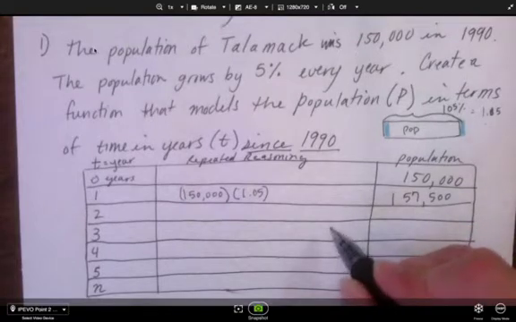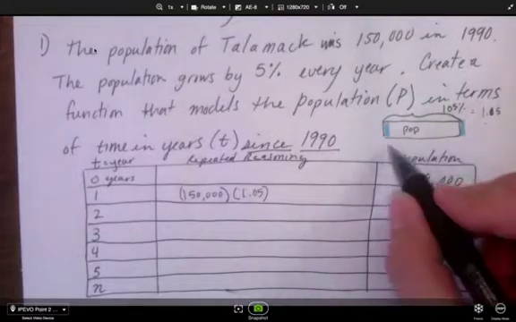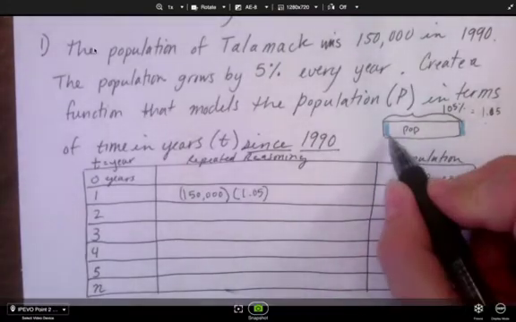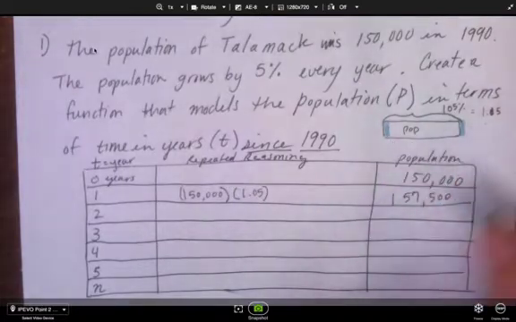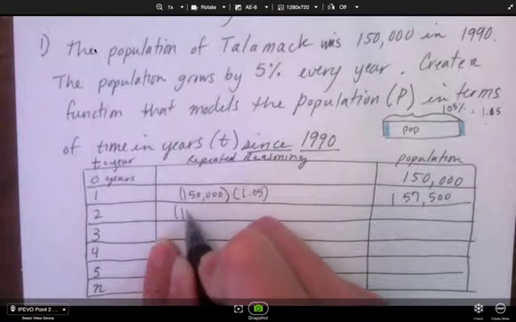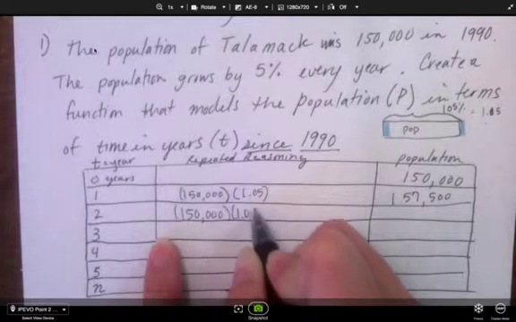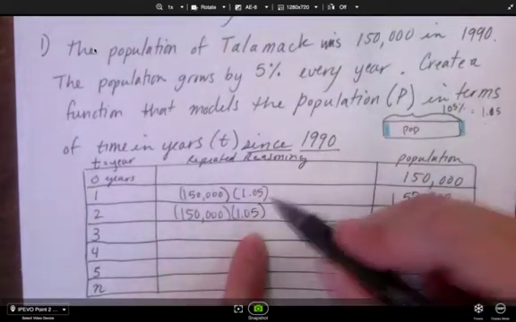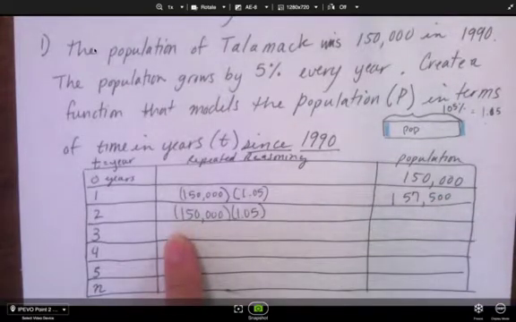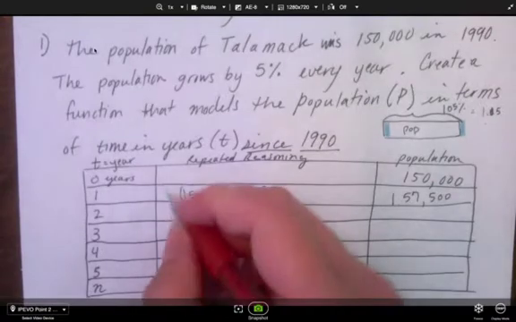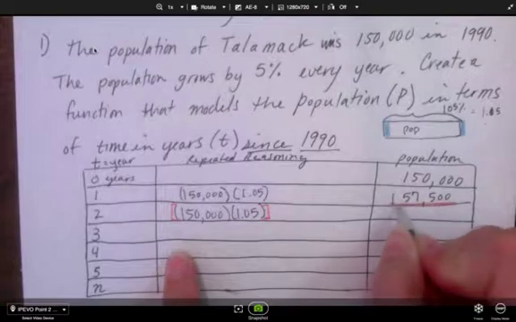Now, I don't really care about what this answer is because I'm not going to be using this answer to build this next row here. Instead, I'm going to say that this chunk right here, we're going to take 5% of this new chunk and add it on. So what we had last year was 150,000 that we multiplied by this, right? So you're going to see this carry down. So this right here is equivalent to the value after 1 year, okay?